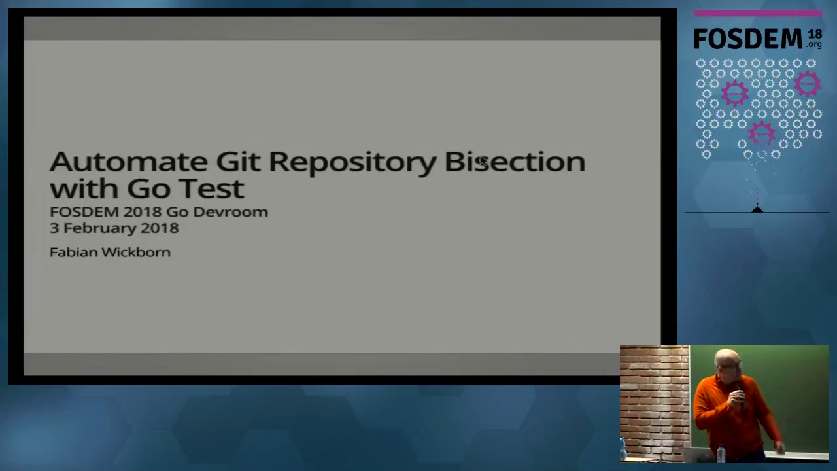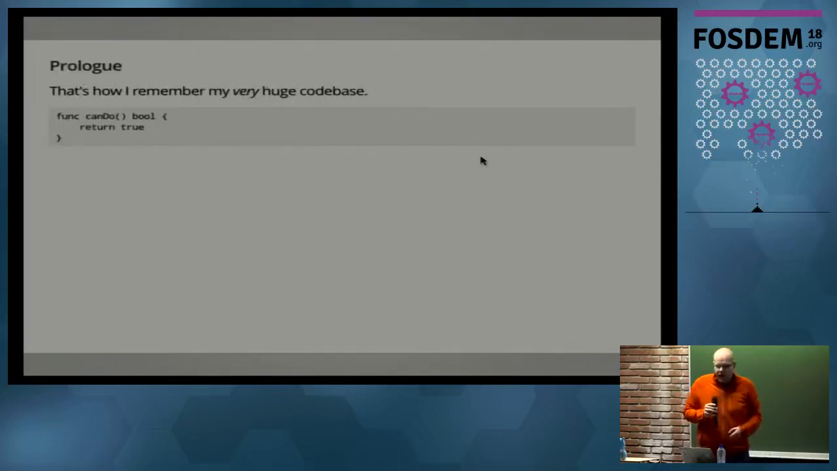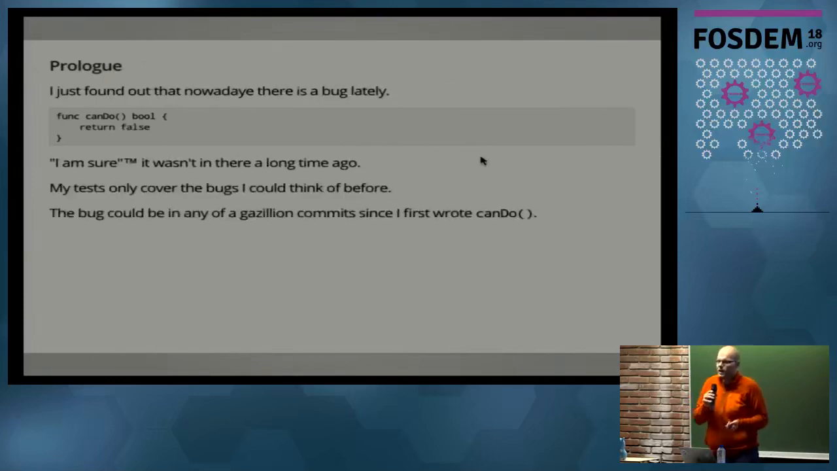I had a huge code base, you can see it here, and this code base was pretty solid for most of the time. Since I wrote this, many commits were added, and at some point a bug was introduced. What I remembered my code base to be was not true anymore. I'm really sure it wasn't that long ago. It was very solid before. But my tests only cover the bugs I already thought of when I wrote the code. So I could have introduced the bug in a gazillion of commits that have happened in between.